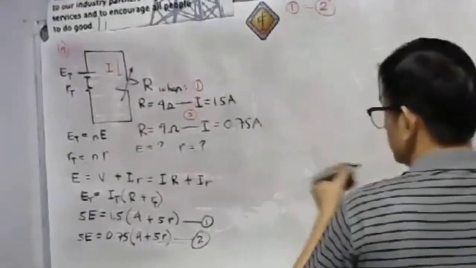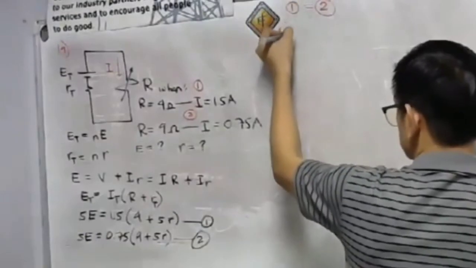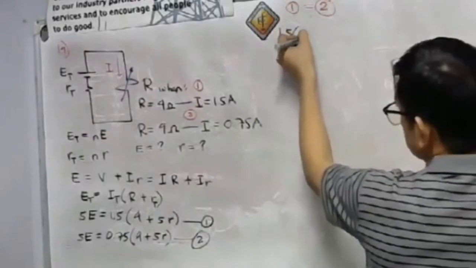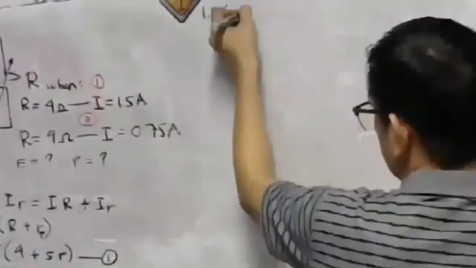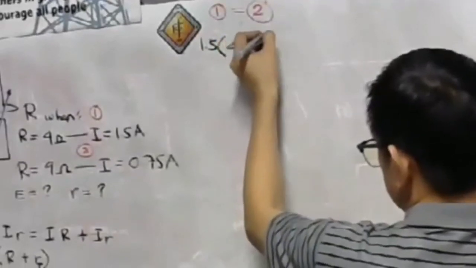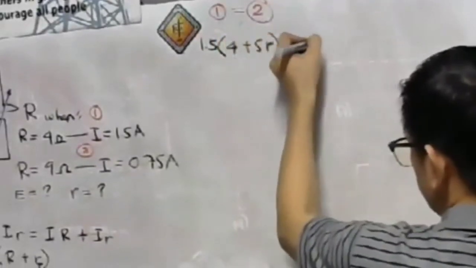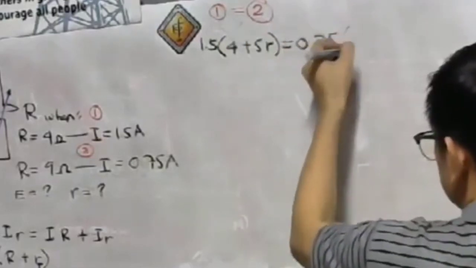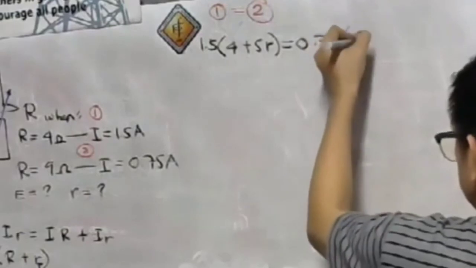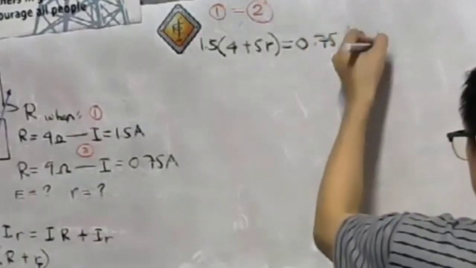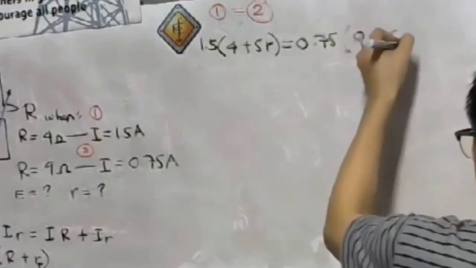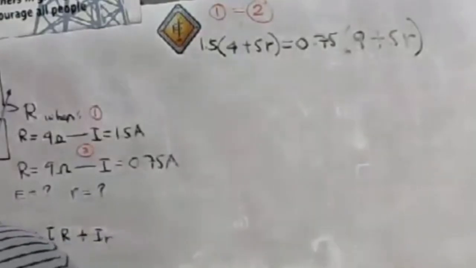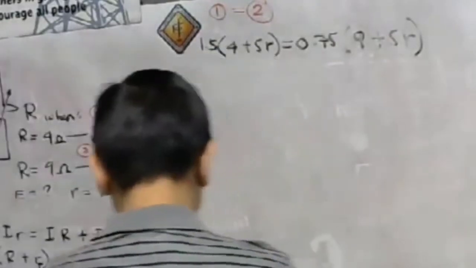9 plus 5r. Let us put here 1.5 times 4 plus 5r. So that is equal to 0.75 times 9 plus 5r. So let us manipulate this using our calculator.